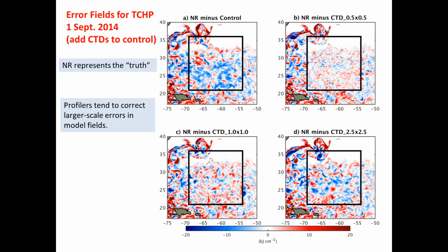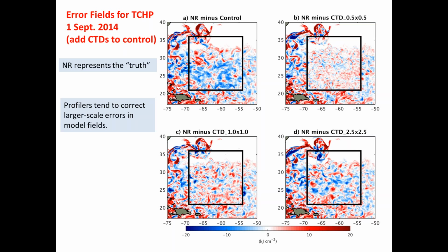And before getting to the quantitative statistical analyses, we'll just do a gee whiz look at what happens, in this case, in terms of tropical cyclone heat potential. Remember, the nature run represents the truth, and in this case, we compare 4 experiments to the nature run.